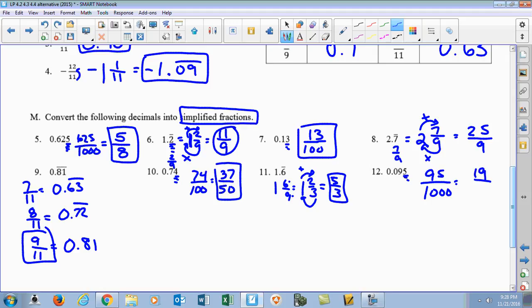And I know 1,000 divides by 5 because that's 200. And 19 is a prime number, which means that the only factors are 1 and 19. So 19 doesn't go into 200. 200 divided by 19 is 10.52. So this is about as simplified as I can go. There's no factors of 19 that can go into 200. Thus, our simplified fraction is 19/200ths of that decimal.